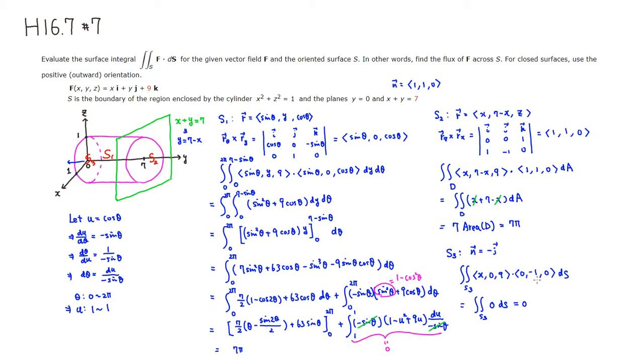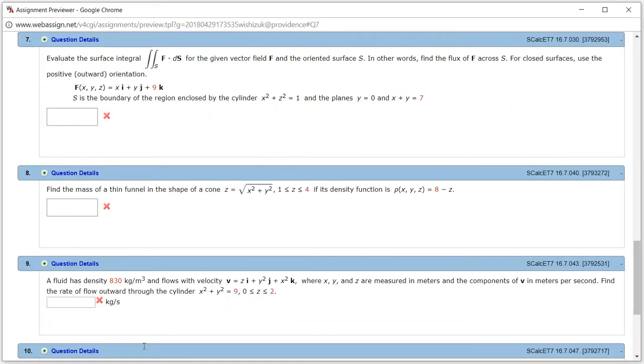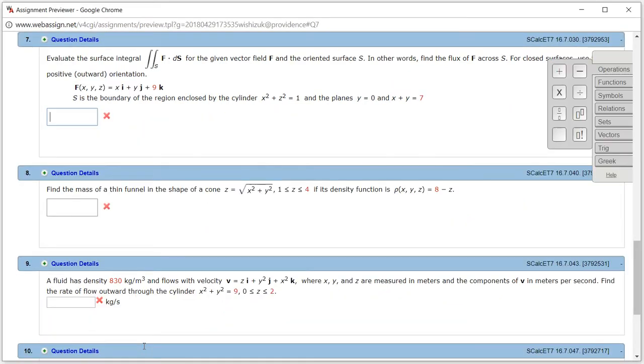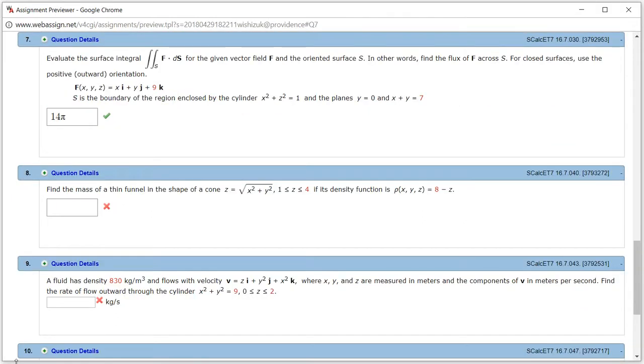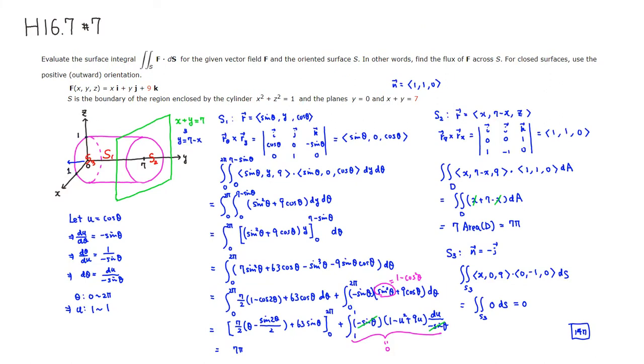So the answer is going to be, we have to add these up. So 7 pi plus 7 pi plus 0. So the answer is 14 pi. All right, so let's submit. We got 14 pi. Let's check the answer. I came back and it looks like we got this one correctly. All right, that's it. I hope that this was clear.